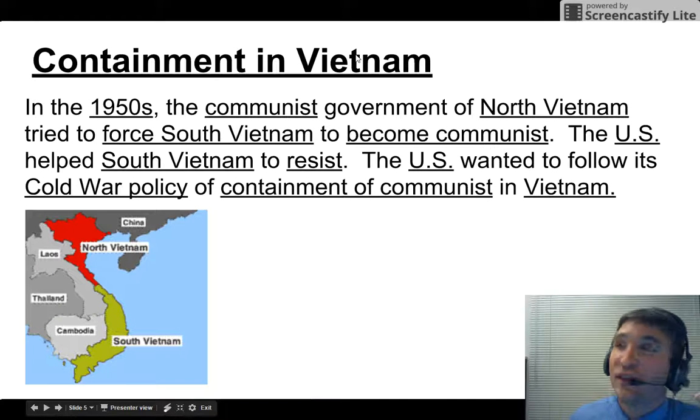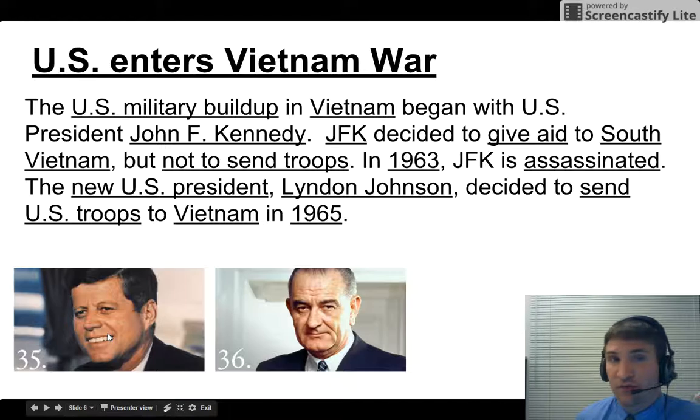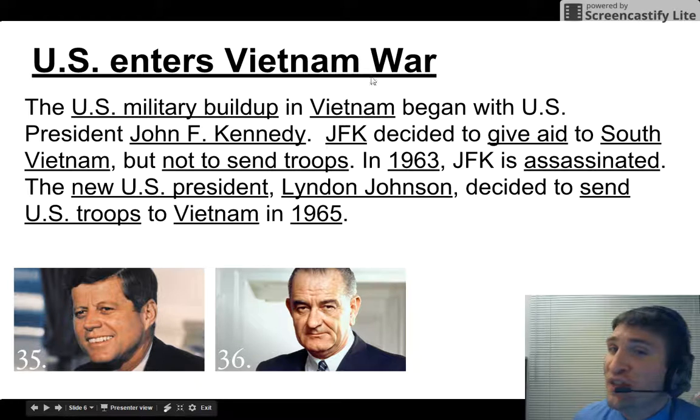Containment in Vietnam. In the 1950s, the communist government of North Vietnam tried to force South Vietnam to become communist. The U.S. helped South Vietnam to resist, and the U.S. wanted to follow its Cold War policy of containment of communism in Vietnam. So the North is communist, the South is not communist. The U.S. sides with the South.